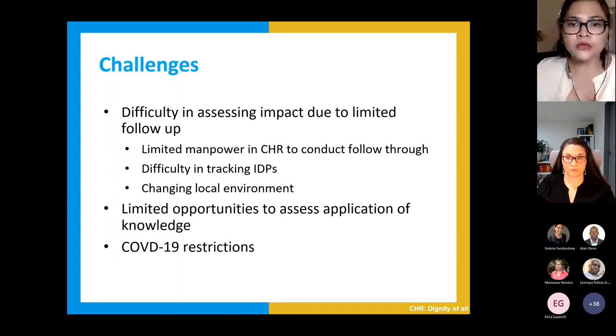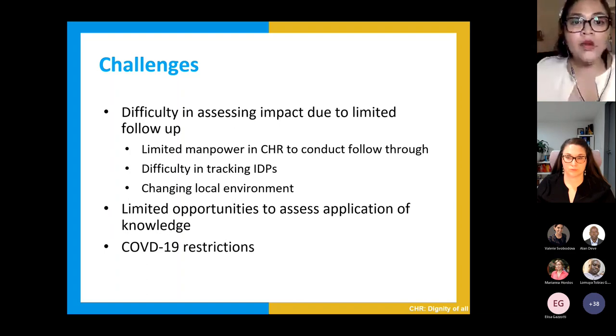Limited opportunities to assess the application of knowledge. So I touched on that in my previous example. And the COVID-19 restrictions, like the movement, and also for IDPs themselves, it's difficult for them to be more engaged, since it's difficult to organize themselves because of the COVID restrictions in their camps or in the areas where they live. So those are just some aspects of the challenges that we experience in our work.